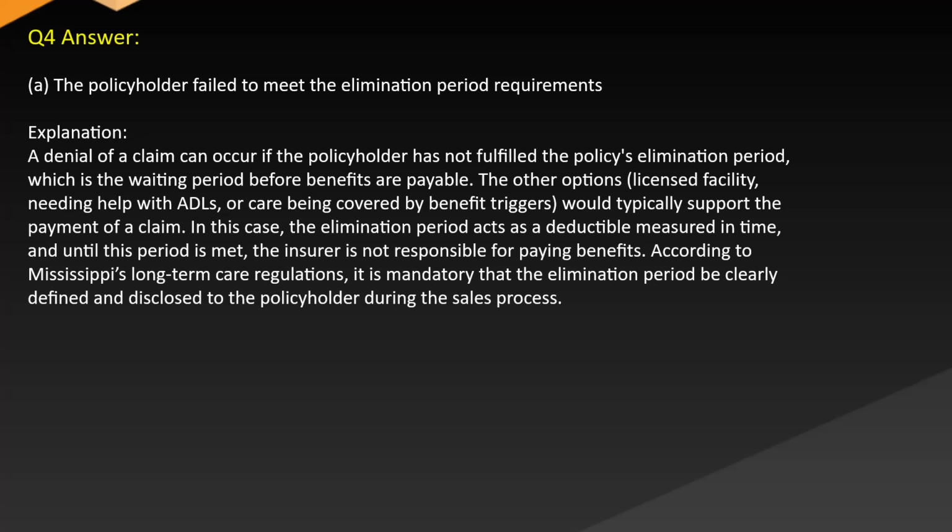Explanation: a denial of a claim can occur if the policyholder has not fulfilled the policy's elimination period, which is the waiting period before benefits are payable. The other options, licensed facility, needing help with ADLs, or care being covered by benefit triggers, would typically support the payment of a claim. In this case, the elimination period acts as a deductible measured in time, and until this period is met, the insurer is not responsible for paying benefits.